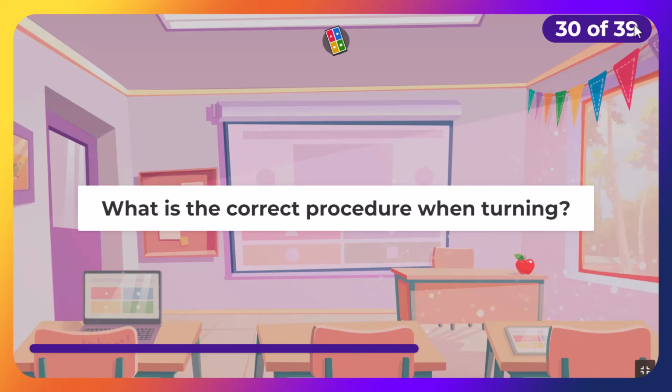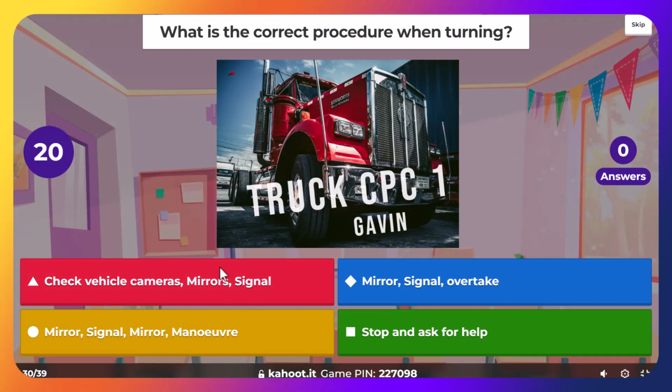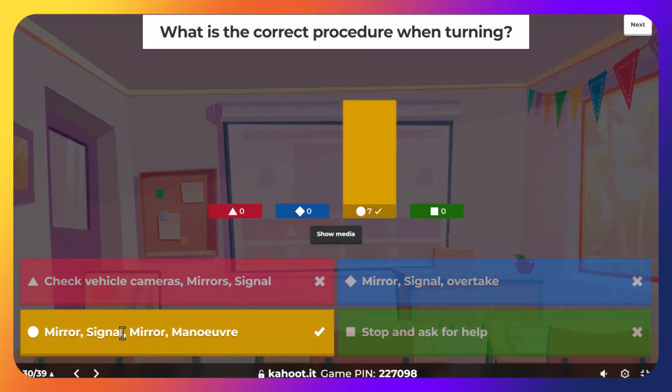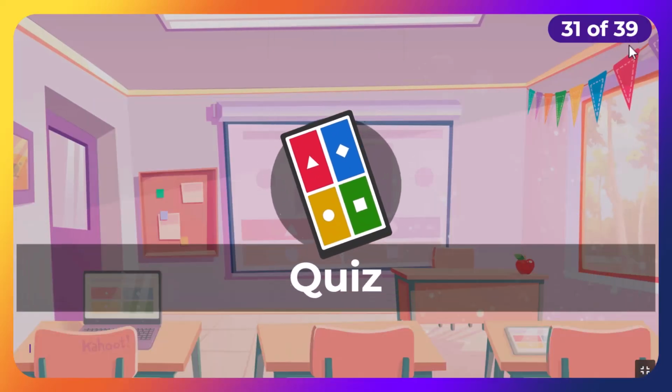What is the correct procedure when turning? Check vehicle's cameras, mirrors, signal, mirror, signal, overtake, mirror, signal, mirror, maneuver. Actually, none of them are correct because, what have I forgotten there? Mirror, signal, mirror. What? Indicate. Blind spot.